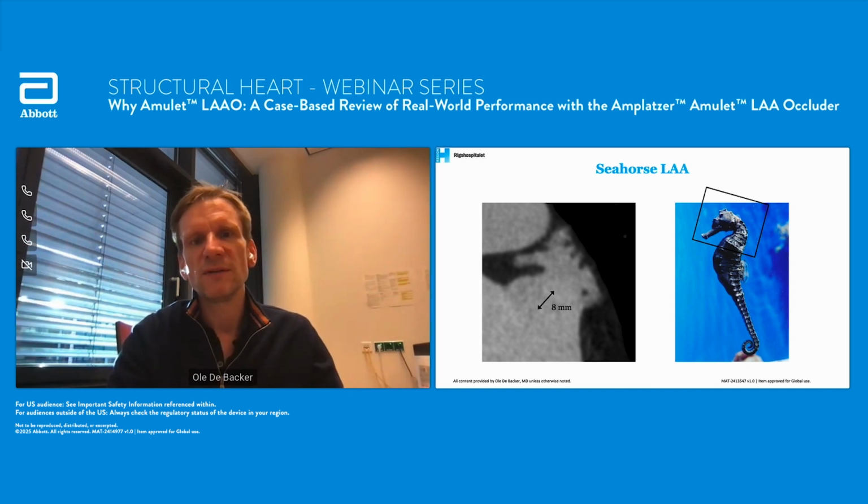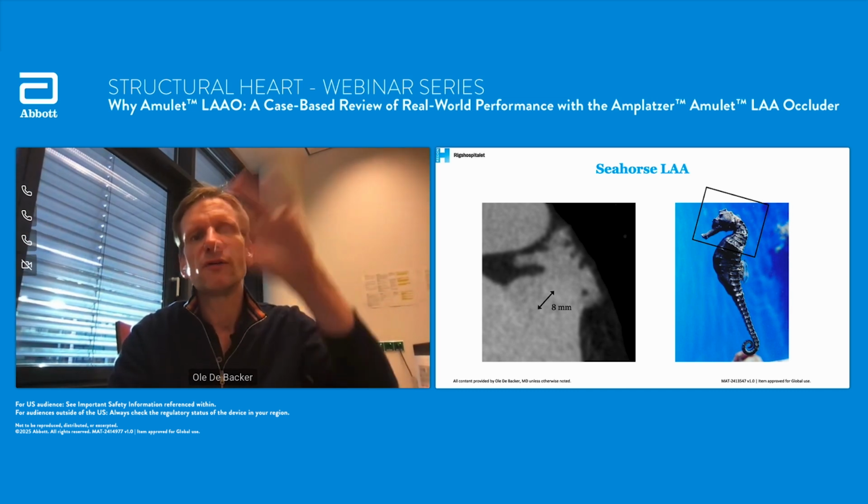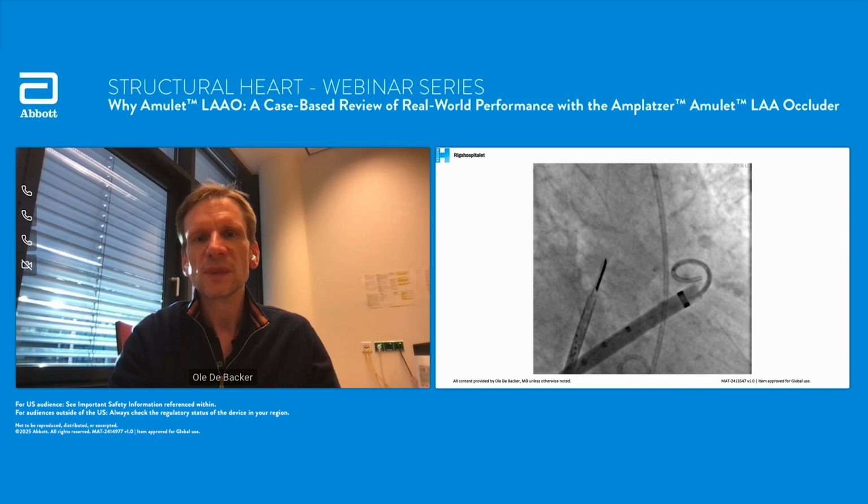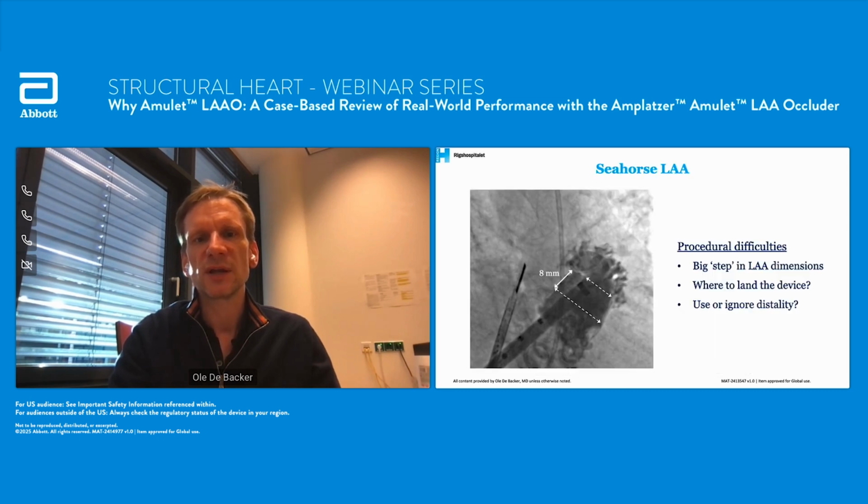Yes, and then you have some kind of, even on top of that, some reverse or inverted LA at the distal end. It looks really like a seahorse. Of course, that's a problem to get some really good anchoring. Unfortunately, this cine is not running, but here you can at least see that that's the problem. You have a big step in LA dimensions. It's problematic where to land the device, and should we use a distality, yes or no?